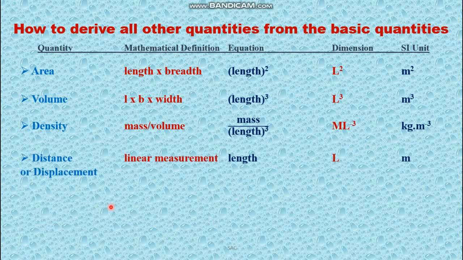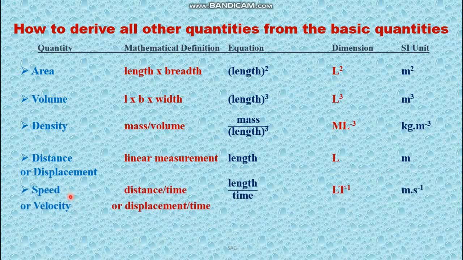Similarly, distance or displacement. Okay, this is actually the linear measurement. Distance means the path covered and displacement is the linear distance of the initial and the final position. So both of them should have the dimension of length, and the symbol of length is L and the unit is meter. Similarly, speed or velocity. Speed is actually distance by time, that means path covered by time, and the velocity is actually displacement over time. But both have the dimension in the numerator length and in the denominator time. Therefore, the symbolic presentation of the dimension of speed or velocity should be capital L, capital T inverse. That means L by T, and the unit should be meter per second.